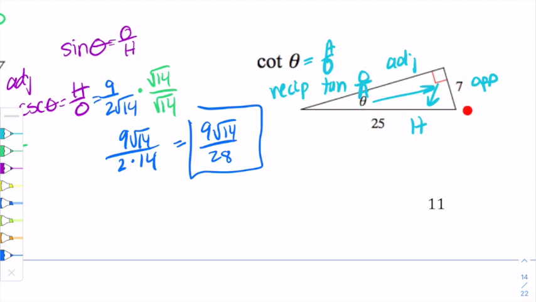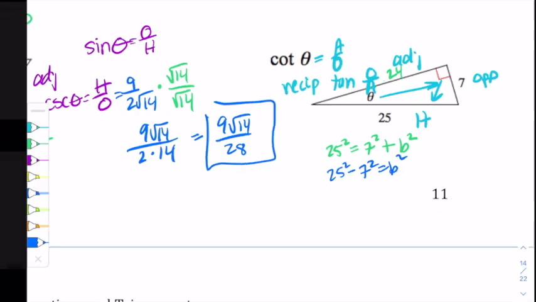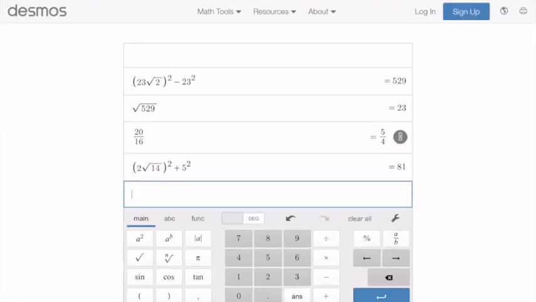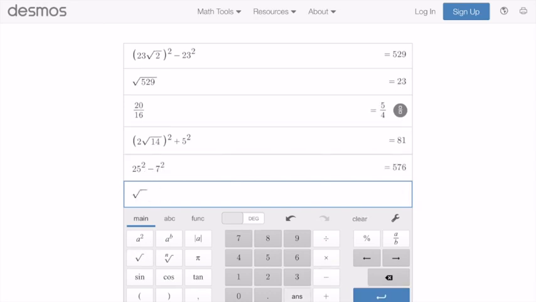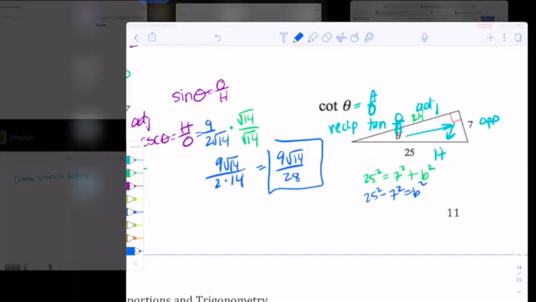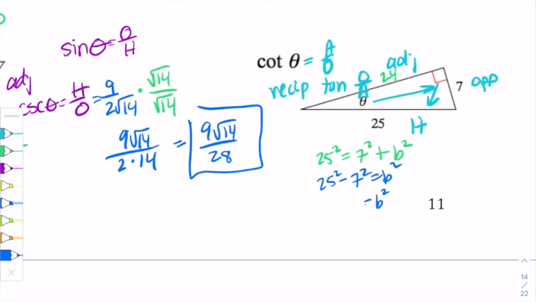Now, if you remember your Pythagorean triples, you know that this is 7, 24, 25. If you don't remember that, then you have to do 25 squared equals 7 squared plus b squared. So you'll subtract the 7 squared to the other side. So we can do 25 squared minus 7 squared equals 576. If we take the square root of that answer, that gives us 24. So either way, you end up with 24. So this side is 24.